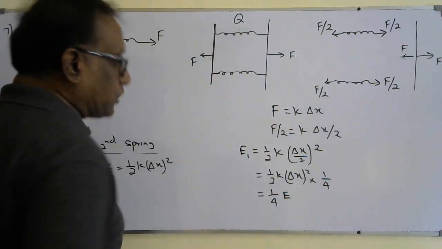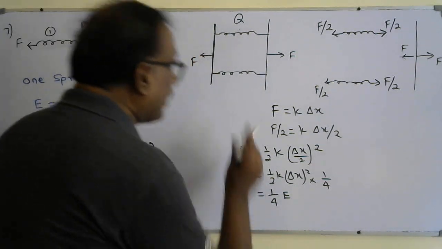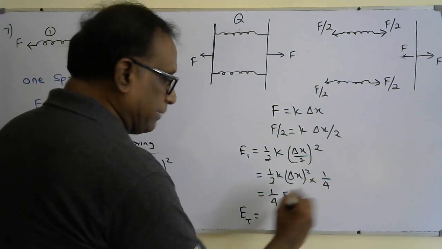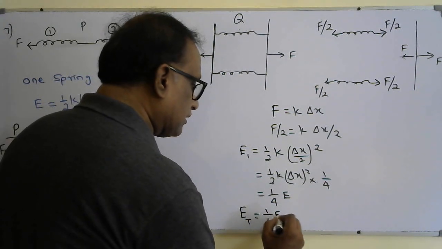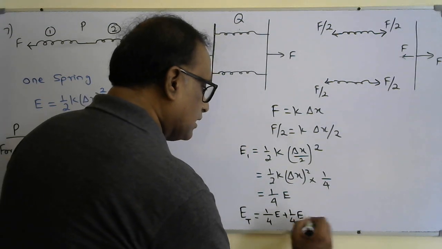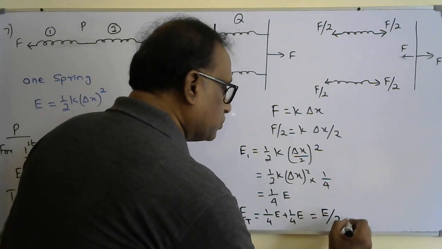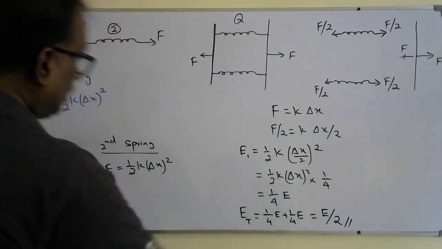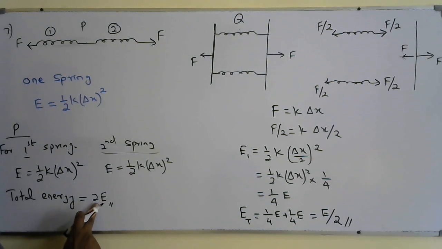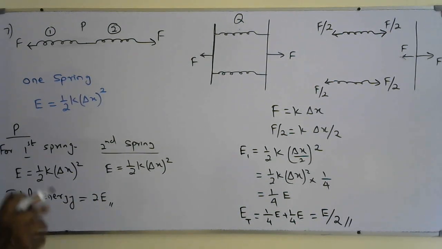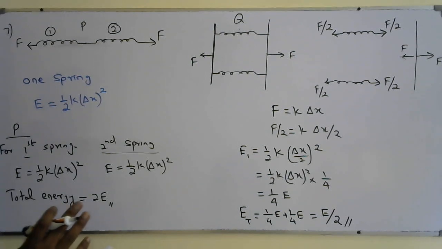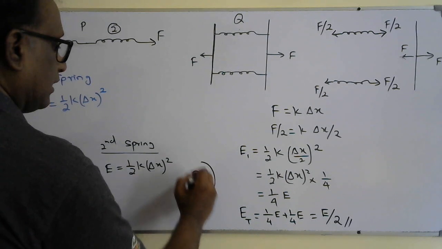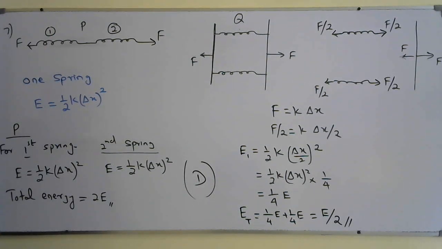So for both springs together, when the two springs are connected in parallel, the total energy will be 1/4 of E plus 1/4 of E. That will be E by 2. So in this system, the total energy stored is E by 2. In the other system, the total energy stored is 2E. So for P it is 2E and Q is E by 2, the correct answer is D. Question number 7, answer D.